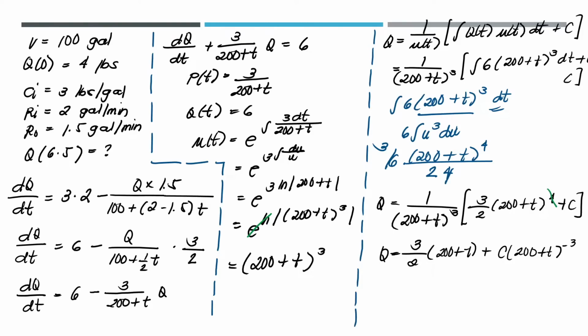This is equivalent to, sorry. Pa-pa-lala nililipat. Ayan. So, this is 3 over 2 times 200 plus t. Okay, then we have plus c times 200 plus t raised to negative 3.